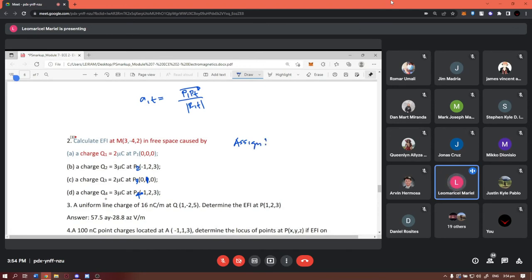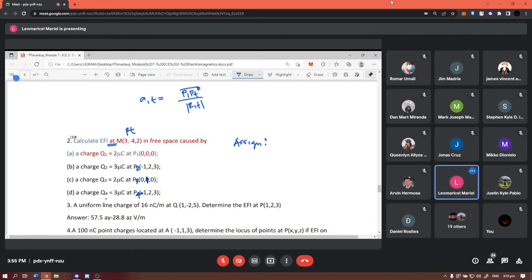So, the procedure will be the same lang ng procedure number 1. Again, yung EFI at may word na at, so therefore, this will be your test charge Pt. Sir, paano ko ba malalaman kung yun yung test charge? Kung wala siyang given na charge, yun yung test charge mo. Yung Q1 mo, meron siyang 2 microcoulombs. Yung Q2, 3 microcoulombs. Yung Q3, 2 microcoulombs. Yung Q4, 3 microcoulombs.